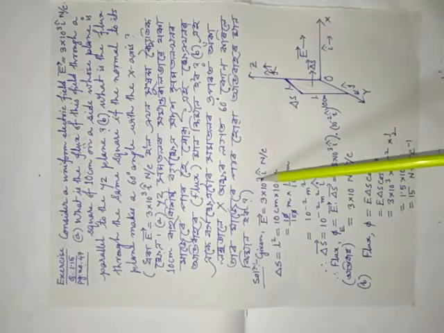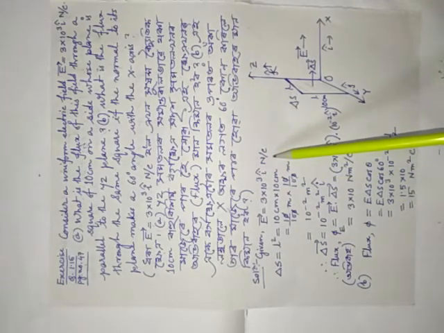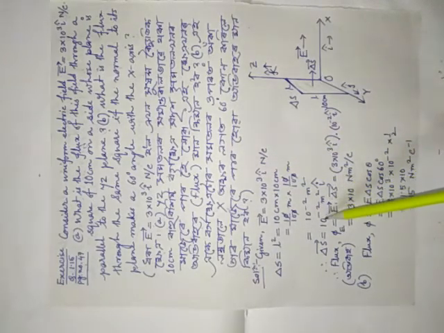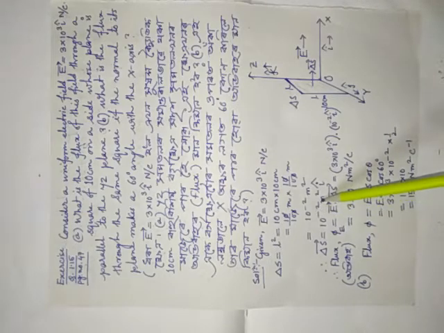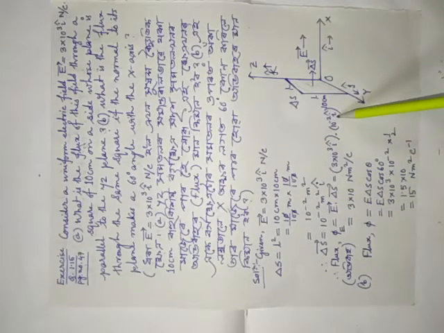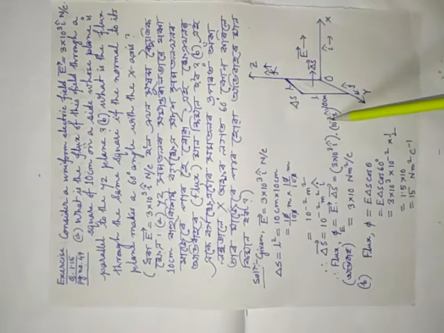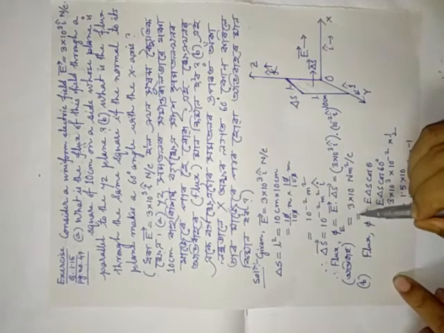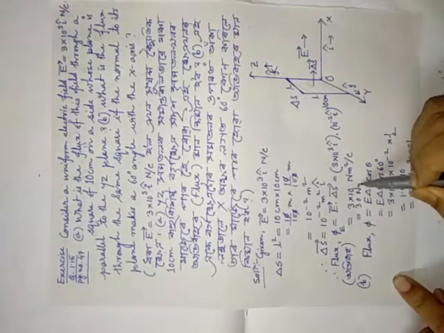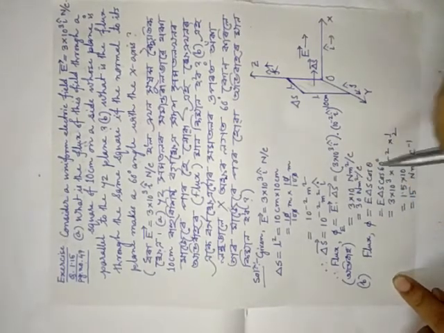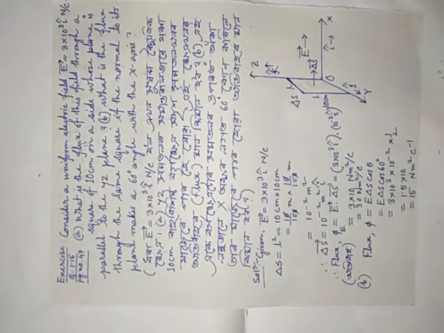3 into 10 to the power 3 i cap. No need to write the unit. And delta S means what? 10 to the power minus 2. No need to write the unit. i cap. Okay. Now i cap dot i cap means 1. All of you know, in class 11 you have got it. And 3 into 10 to the power plus 3 and minus 2 means 10. Only 1 10 will remain here. That means you will get 30 Newton meter square per coulomb. Okay, this is the thing.